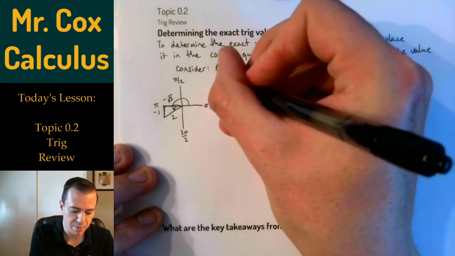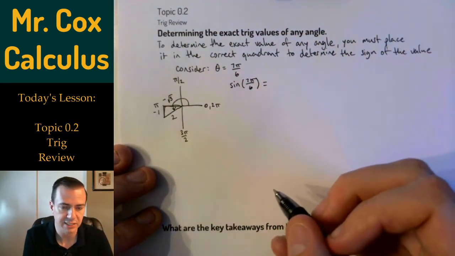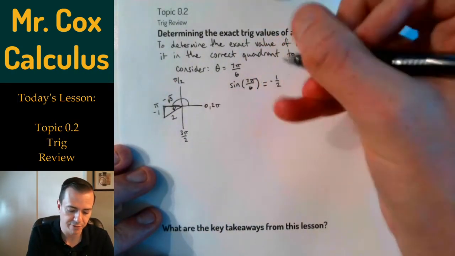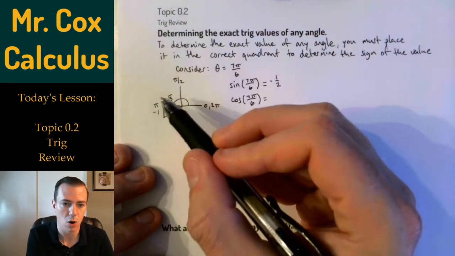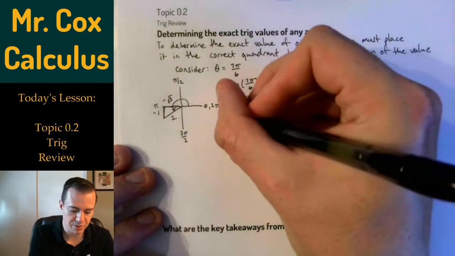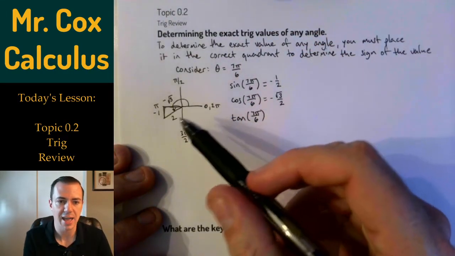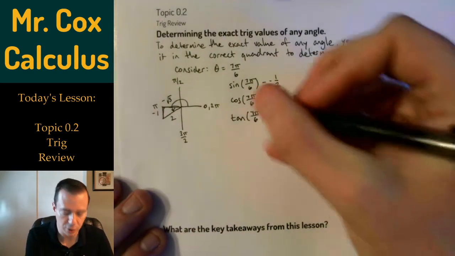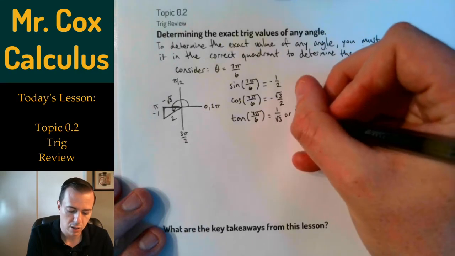Well, now I can go and apply my relationships. Once I have that labeled, I can say the sine of 7 pi over 6 is equal to y over r, negative 1 over 2. So that's negative 1/2. I can say the cosine of 7 pi over 6 is equal to x over r, which is negative square root of 3 over 2. And then when I talk about the tangent of 7 pi over 6, which is equal to y over x, well, y over x is negative 1 over negative square root of 3, so I've created a positive value. It's equal to 1 over root 3, or the square root of 3 over 3.